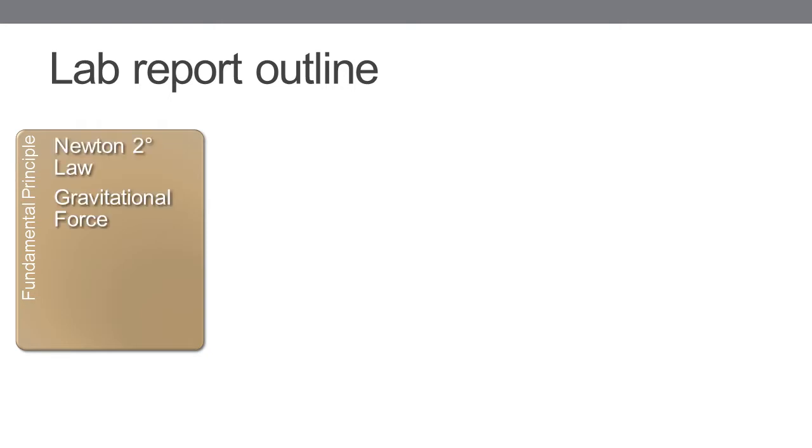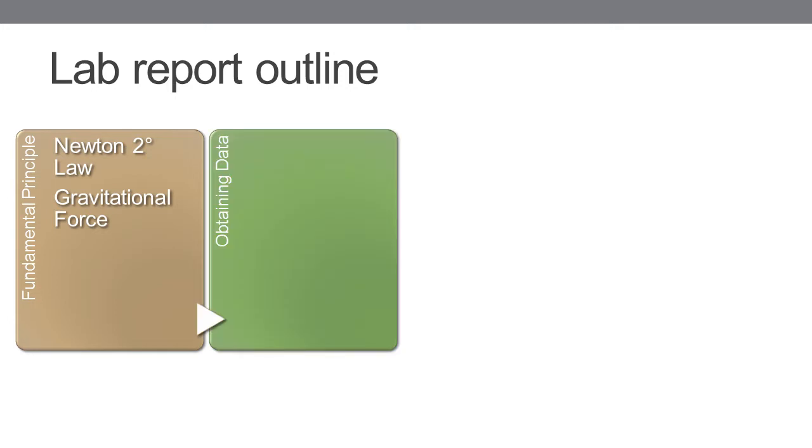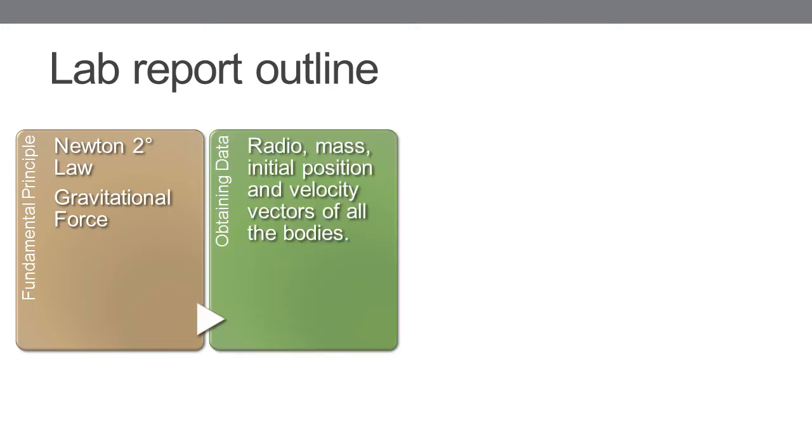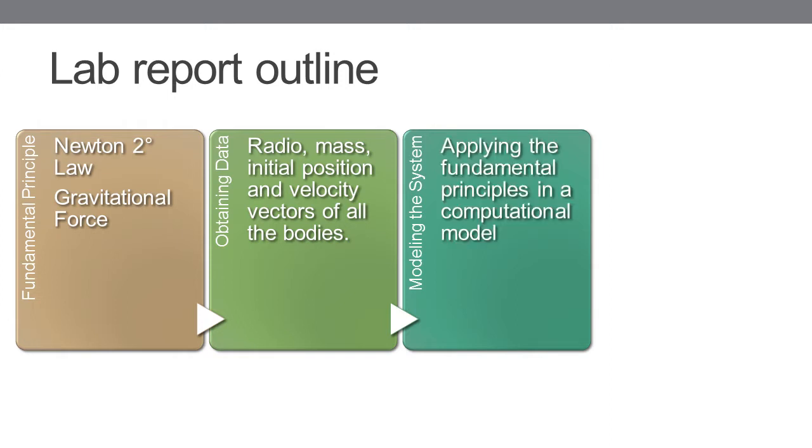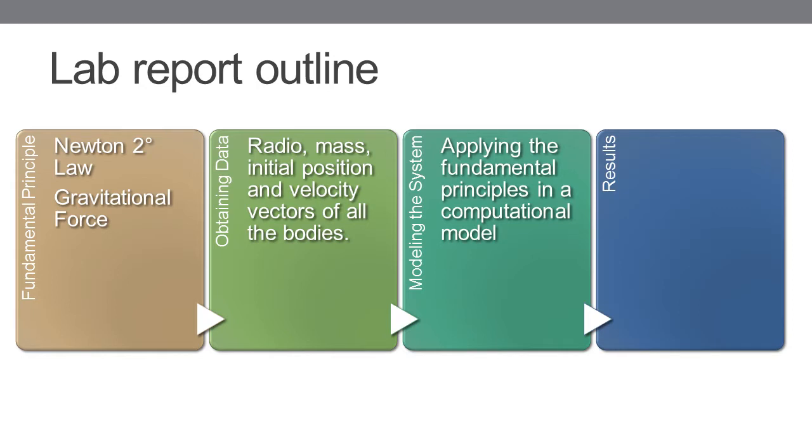First, the fundamental principles, that is Newton's second law and then gravitational force. After that, I will talk about the mass, initial position, and velocity vectors of the different bodies. Then the system modeling in the Python code. And finally, the results, I mean the model output.